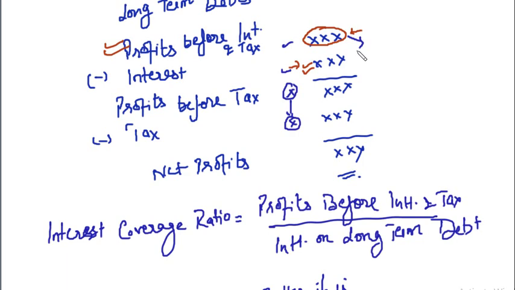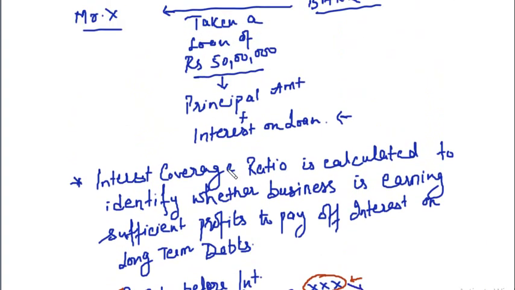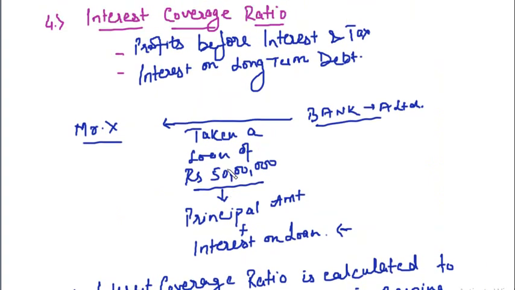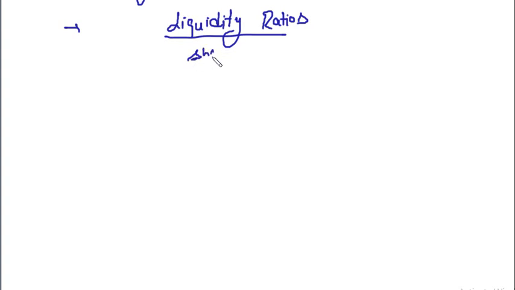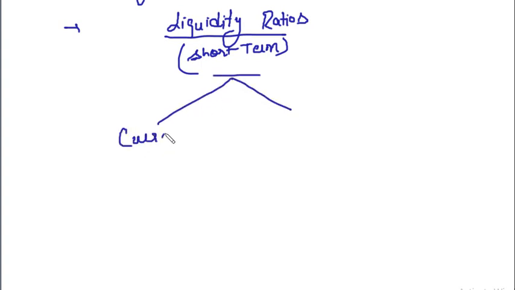So this is about the interest coverage ratio. It is a very simple ratio. The only thing is you need to understand the logic. Clear? So friends, what we have covered so far: first we covered liquidity ratios. Liquidity ratios talk about the short-term position. Under the liquidity ratios, we studied two types of ratios. One is current ratio, and the other one is quick ratio.